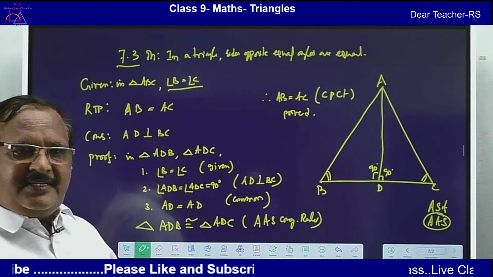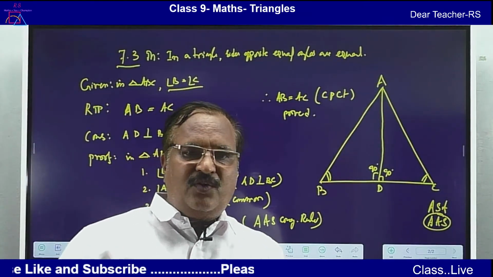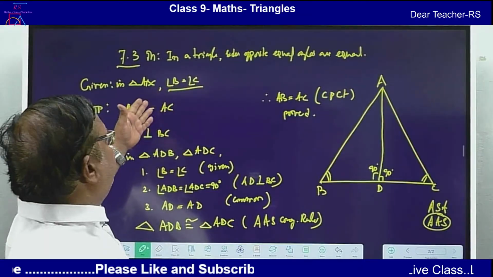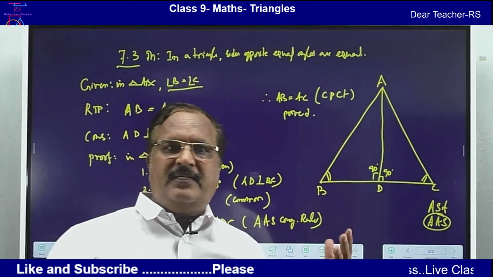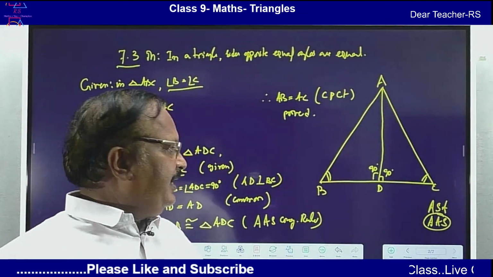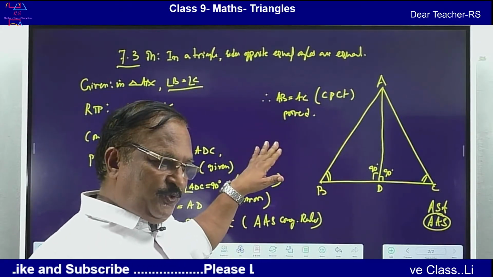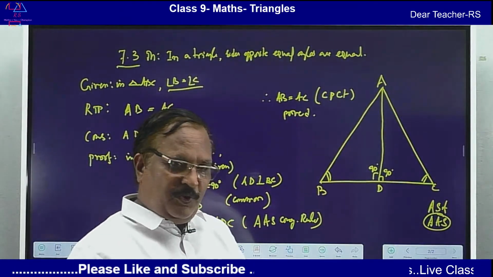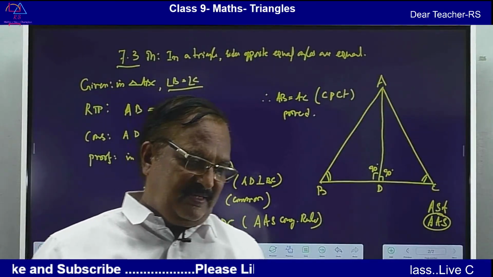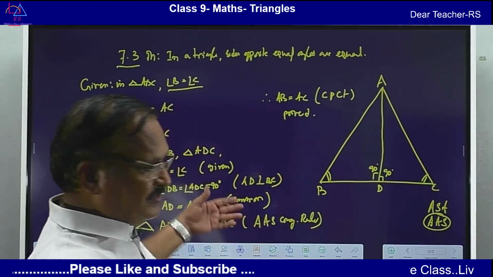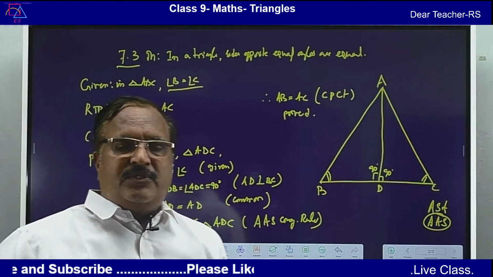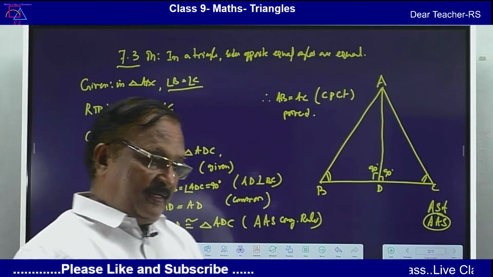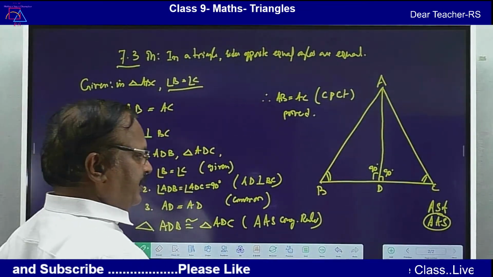Both the theorems are the same, but converse of each other. So this is the converse of the 7.2 theorem, and otherwise 7.2 is the converse of this theorem. Both are converse to each other. These two theorems are very, very important.